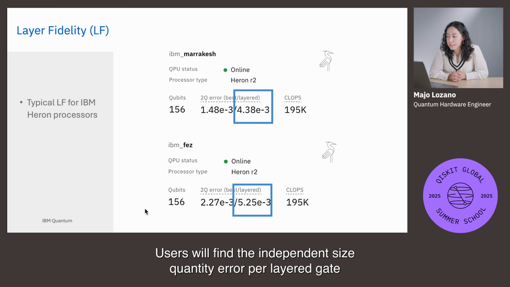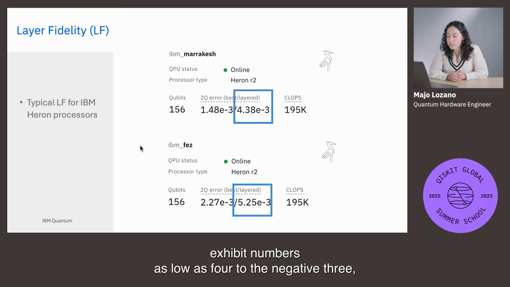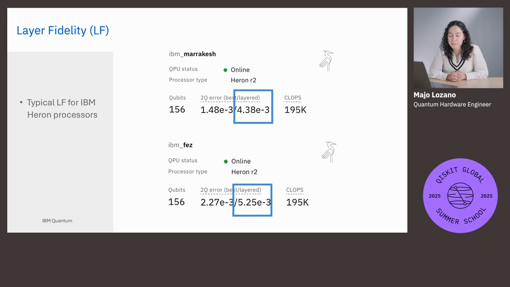Users will find the independent size quantity error per layer gate right here, next to the best 2-qubit error. Our highest performing devices exhibit numbers as low as 4 to the negative 3, which translates to 4 to the negative 3 2-qubit errors per layer.